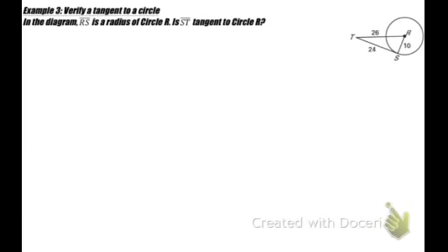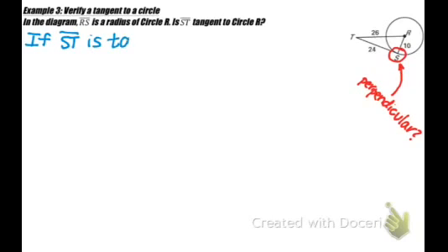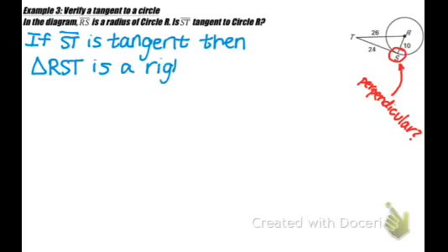In example 3, we want to verify if ST is tangent to the circle. In this diagram, RS is the radius, is ST the tangent? So what we want to figure out is if where the radius intersects the supposed tangent, is that perpendicular? In order for that to be perpendicular, if ST is tangent, then triangle RST must be a right triangle, which would make angle S that right angle.